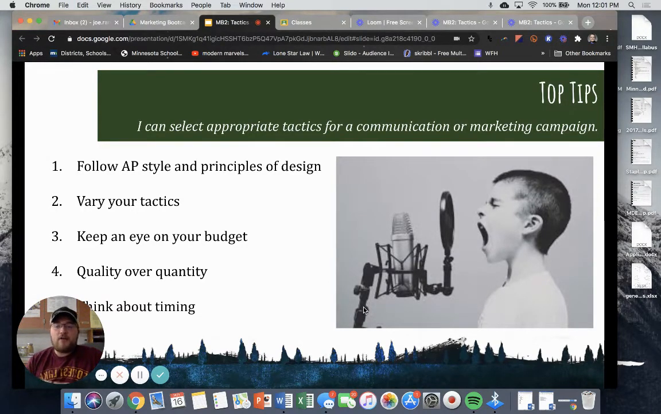Number three is keep an eye out on your budget. So in this class especially, I'm not going to say you have $10 million or no limit on the amount of money you're spending. In the real world, you're going to have limits on how much money you can spend. So make sure that you are thinking about how much is this going to cost, and am I getting the most buzz for my buck, like I mentioned previously.